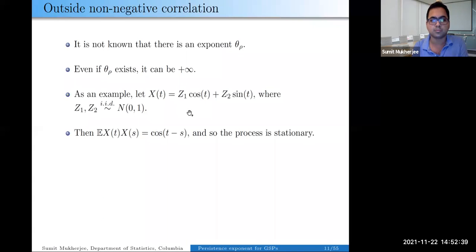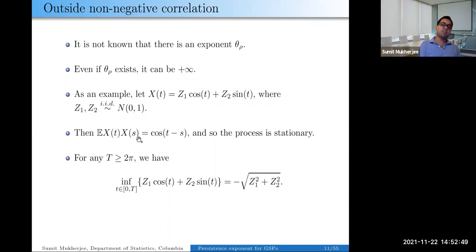You can compute the correlation function. You can see that it's in terms of t minus s, so you confirm that it's stationary. Now let's try to find out the persistence exponent. For this problem it is very easy because I have to take the infimum of this quantity. If I take this domain larger than 2 pi, then you're basically searching over all cosines and sines over the unit disk. And if you do this infimum, there's a simple argument.